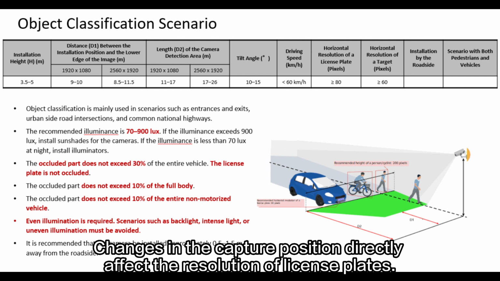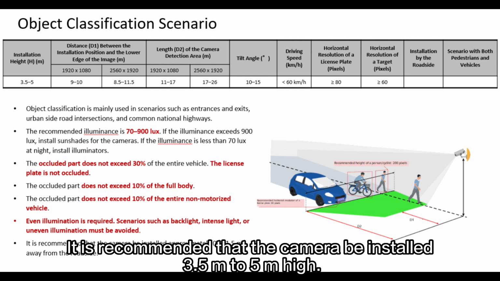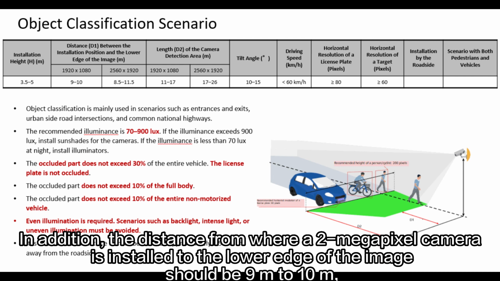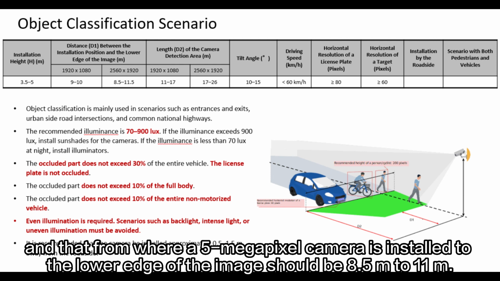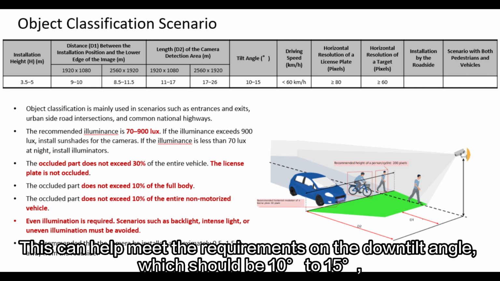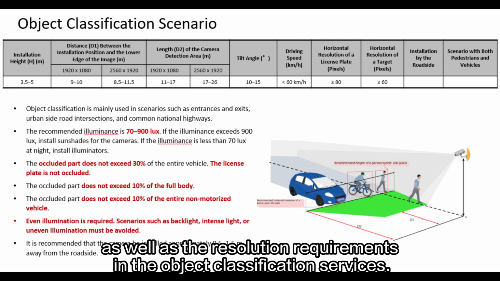Changes in the capture position directly affect the resolution of license plates. It is recommended that the camera be installed 3.5 m to 5 m high. In addition, the distance from where a 2-megapixel camera is installed to the lower edge of the image should be 9 m to 10 m, and that from where a 5-megapixel camera is installed to the lower edge of the image should be 8.5 m to 11 m. This can help meet the requirements on the downtilt angle, which should be 10 degrees to 15 degrees, as well as the resolution requirements in the object classification services.